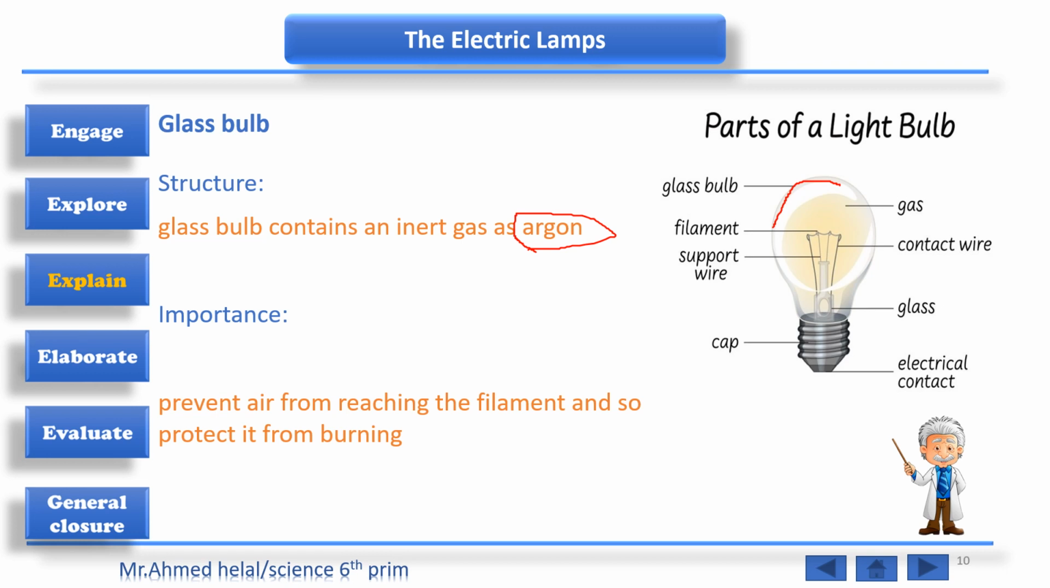What is the importance of the glass bulb that contains the argon? It prevents air from reaching the filament. If we have a break in the bulb, the oxygen goes inside the glass bulb and will combine with the filament. So the argon prevents air from reaching the filament and so protects the lamp from burning.